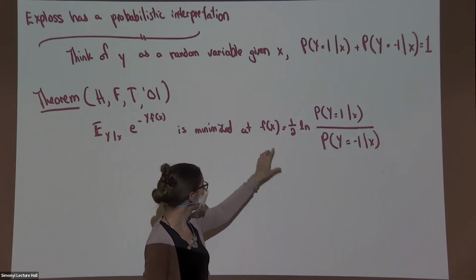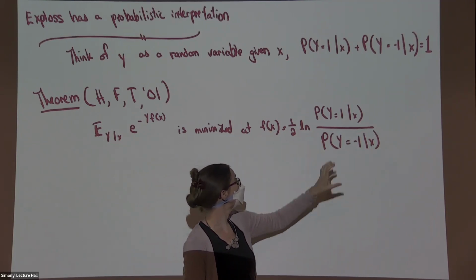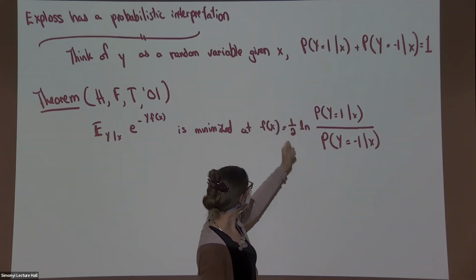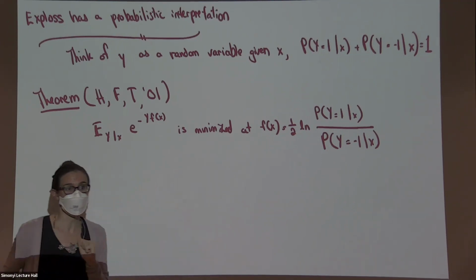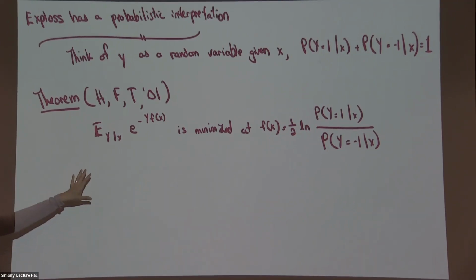But I'll keep going after this. What we really want is to get from F to this probability, and that we're going to do. But I at least want to prove the theorem first. It's a very simple theorem.